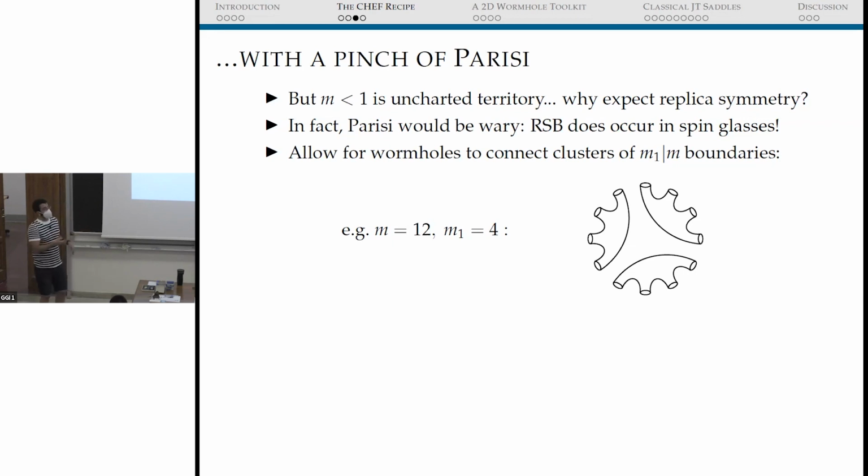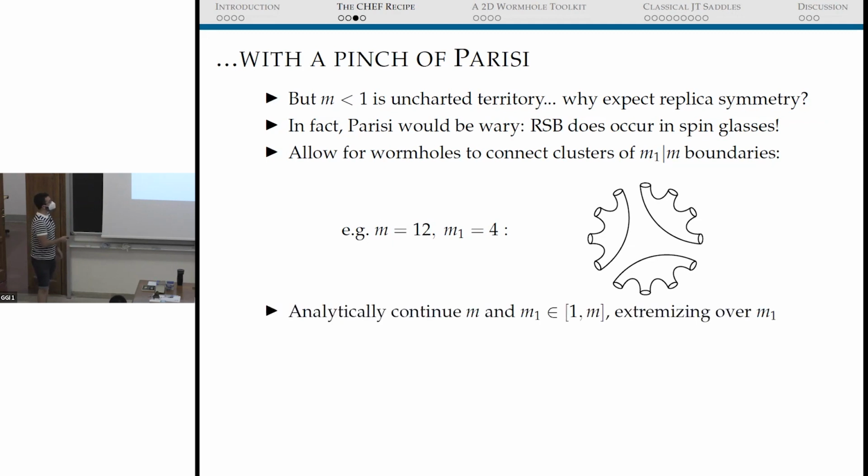And 3 copies of them to connect all the boundaries in some cluster. So we can consider some M1 number of boundary clusters divided in M, and then do the continuation with this kind of intermediate partially connected wormholes. And now we are going to analytically continue both M and M1. Sorry, M1 should be between 1 and M. And when we do the continuation, we're also going to allow for M1 to minimize the action. This is very reasonable here. We just want to pick the configuration which has least action.